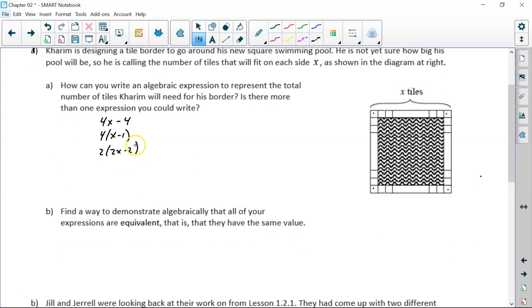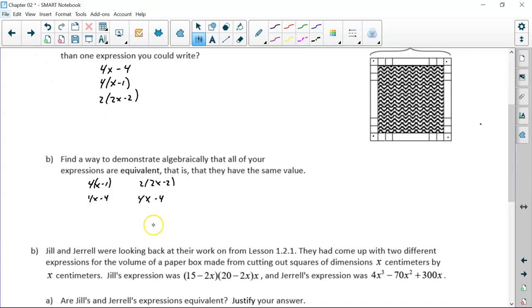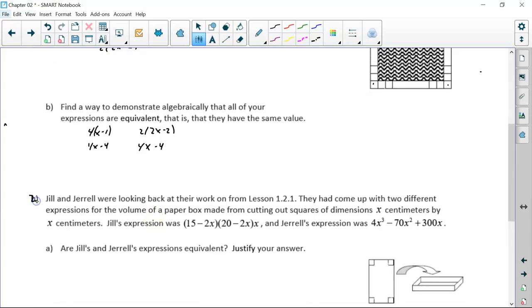And that's what part B is saying. You can show by distributing the 4 times x minus 1, you get 4x minus 4. For 2 times 2x minus 2, you get 4x minus 4. They're equivalent expressions. They're equal. They look different, but they're equal.